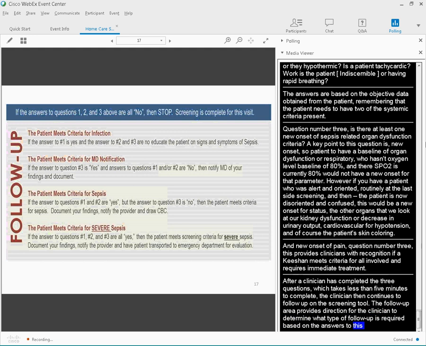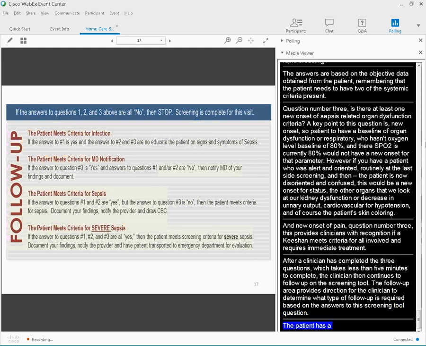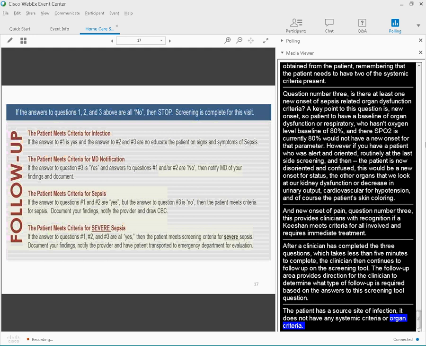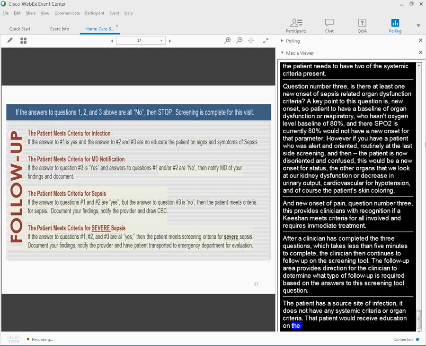Example. The patient has a source site of infection but does not have any systemic criteria or organ criteria. That patient would receive education on the signs and symptoms of sepsis and what a patient should do if they had signs and symptoms of sepsis.